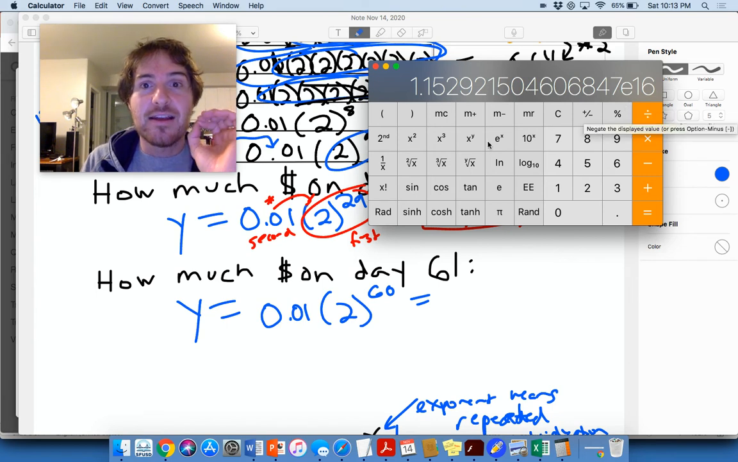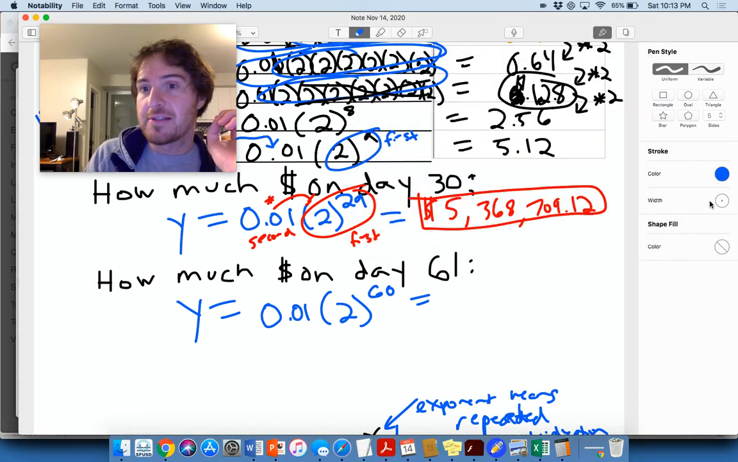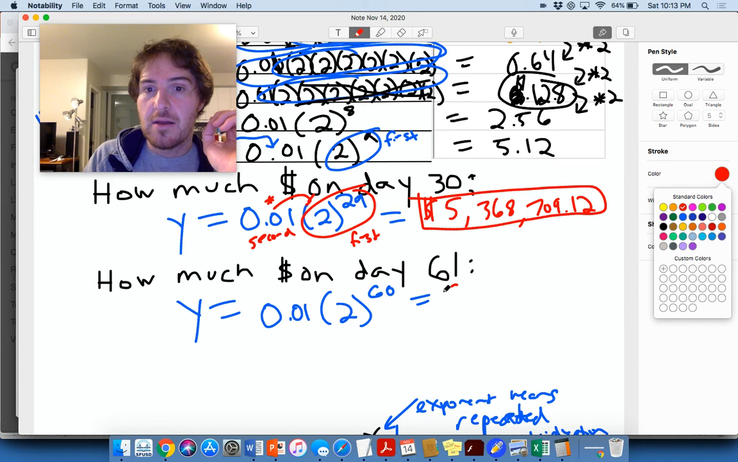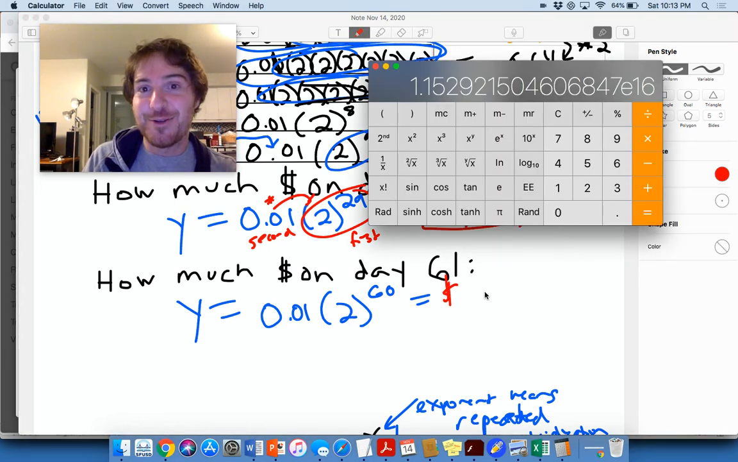So anyways, I'm going to show you what this means here real quick because it's definitely teachable. The amount of money that you have right here is actually in scientific notation because it's so big.